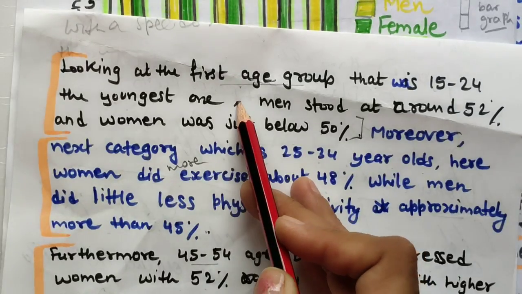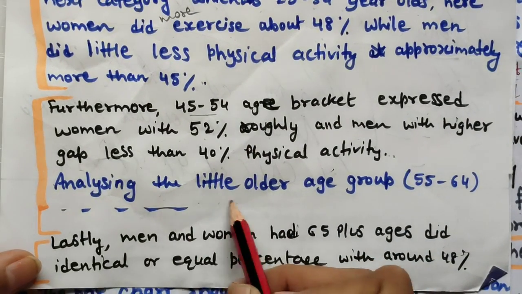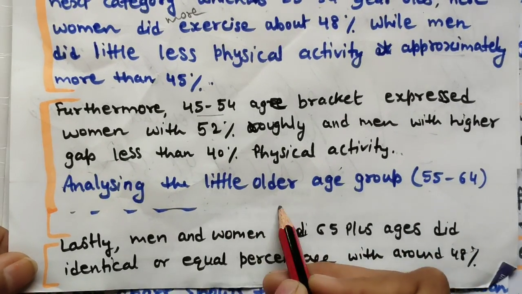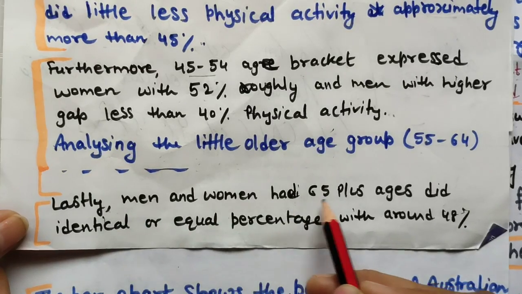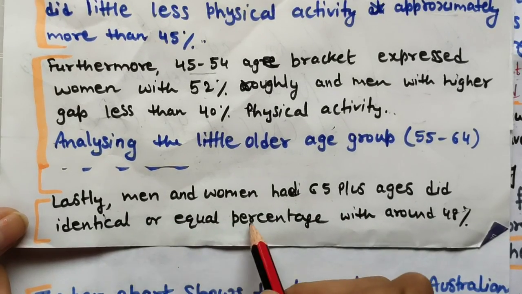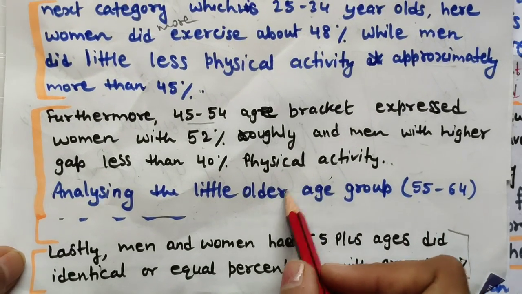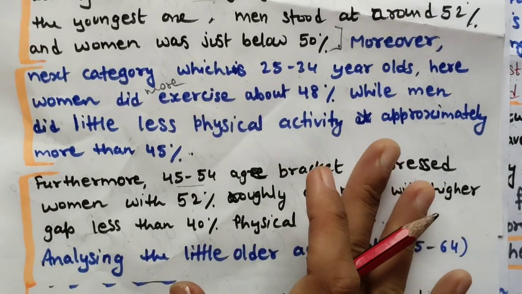First group, second group, third group and fourth group: analyzing the slightly older age group, 55 to 64. Here also you can write the same way, and lastly, men and women aged 65 plus did identical. So it is a simple way, and you are comparing the things between men and women throughout the age groups. This method is also good.